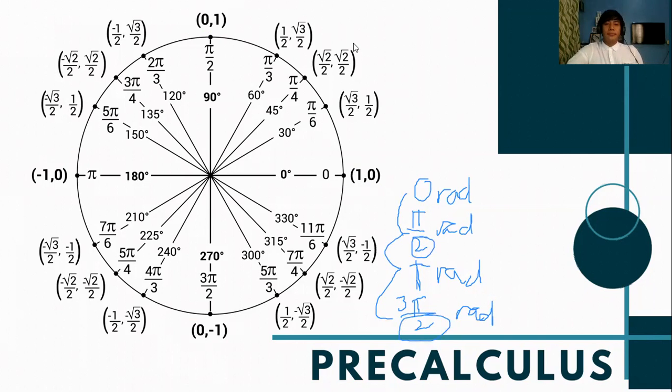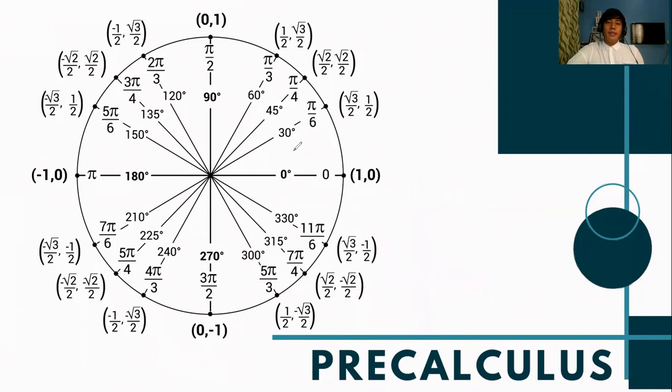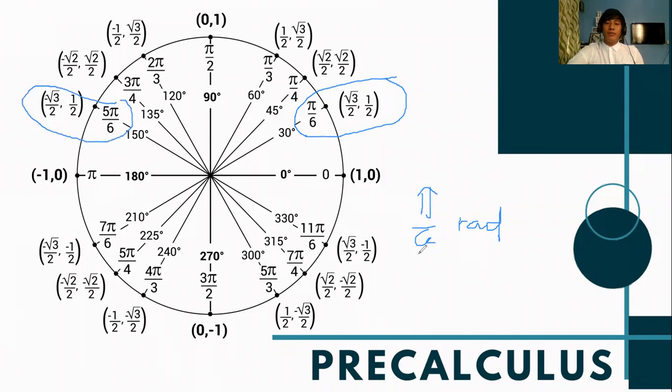Next, we have the family of pi over 6. Pi over 6 radians on the first quadrant, look at the first quadrant. On the second quadrant, we have 5 pi over 6 radians. On the third quadrant, we have 7 pi over 6.